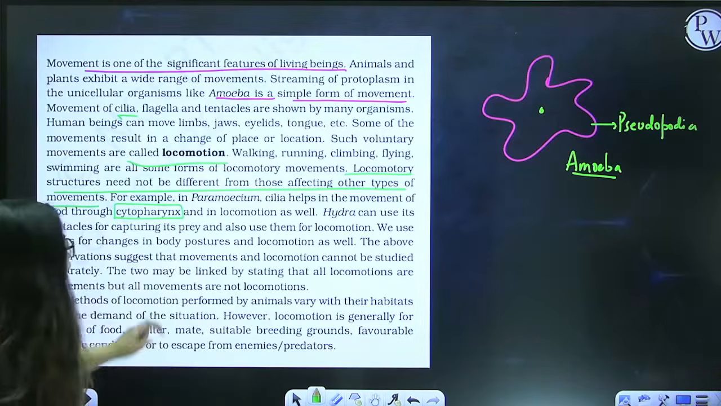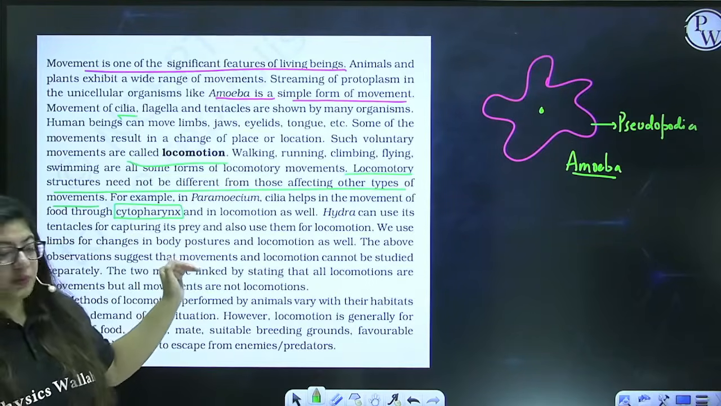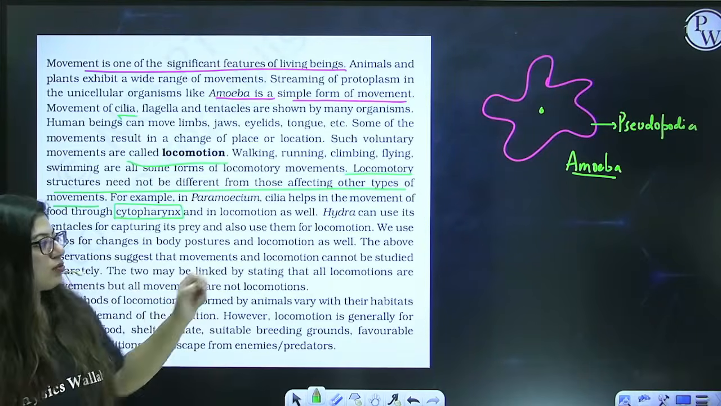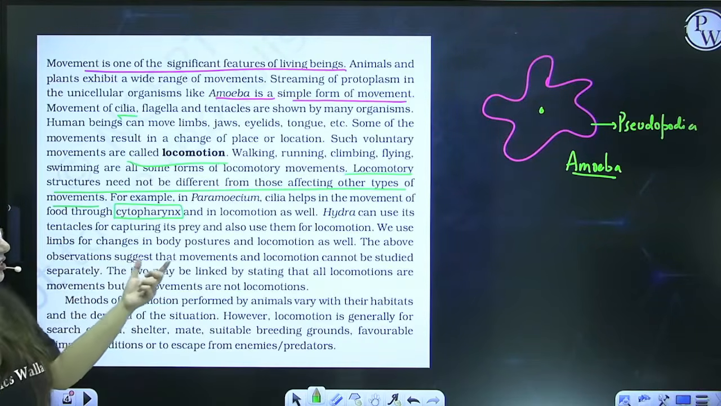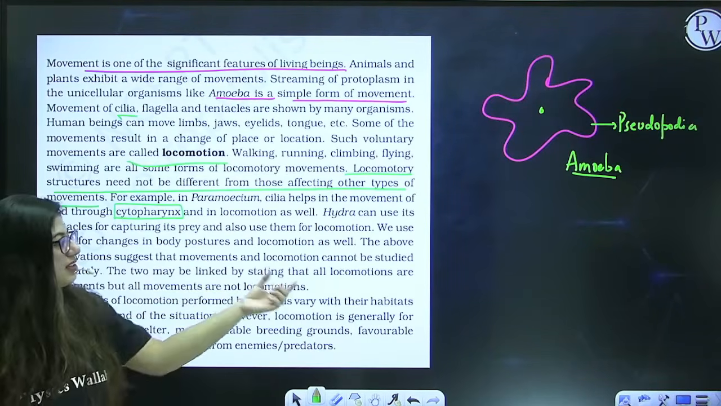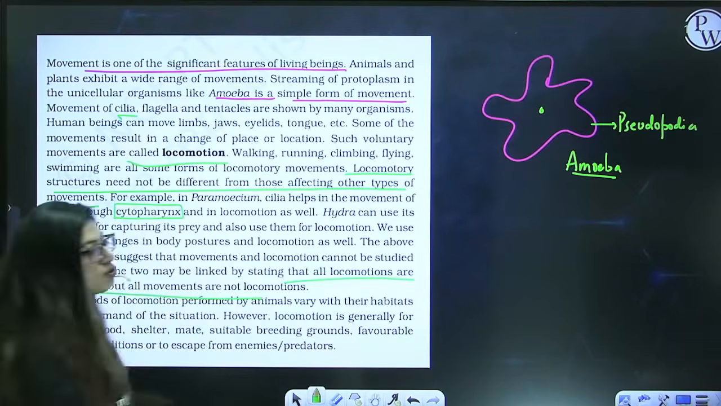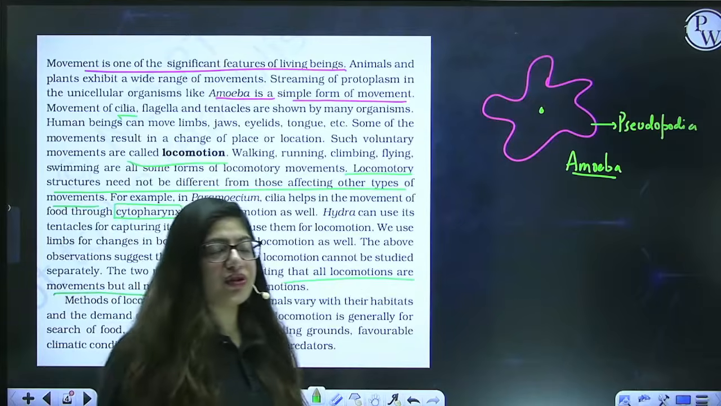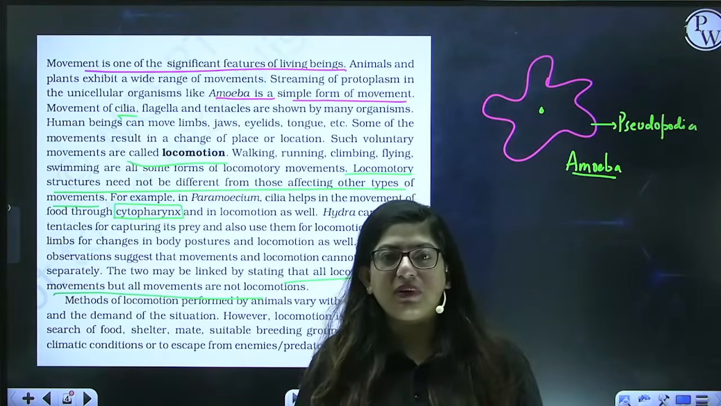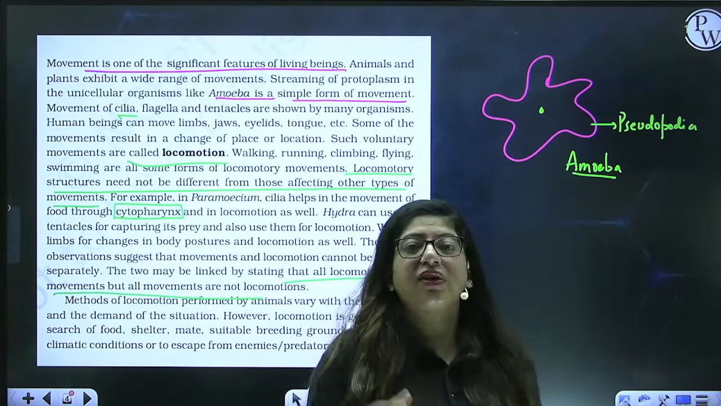Next, and in locomotion as well, hydra can use its tentacles for capturing its prey and also for locomotion. We use limbs for change in body posture and locomotion as well. The above observations suggest that movements and locomotion can be studied separately. The two may be linked by stating that all locomotions are movements, but all movements are not locomotion. Yes, you can study them differently because locomotion can be caused by some other factors. Physics can be different, but the biology or muscle contraction will be the same.